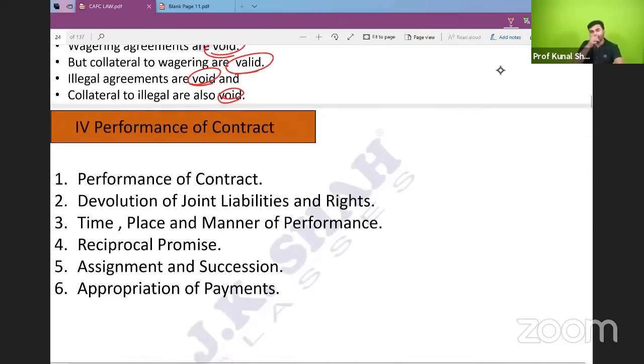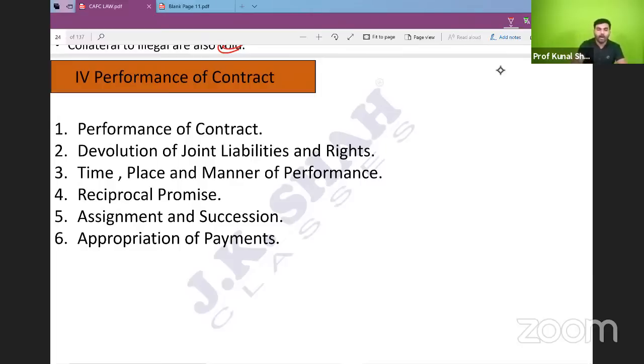Let us go on to the next part, that is Roman number 4, how to perform a contract. Friends, when I talk about performance of a contract, always and always have a thought process that the contract is already formed now, but now we are talking about the performance of that contract.